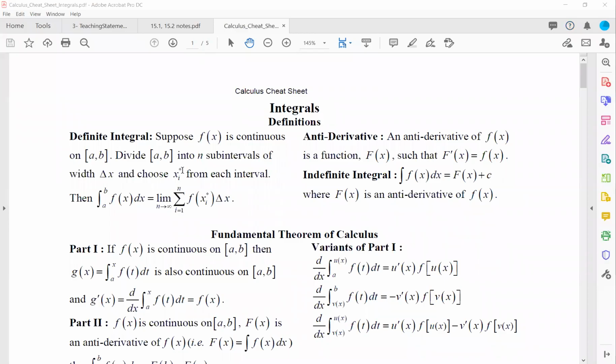So we're going to start chapter 15. Chapter 15 is all about taking integrals.